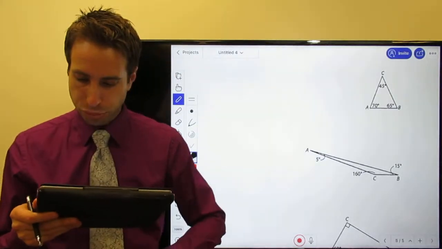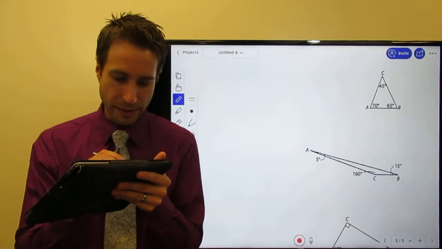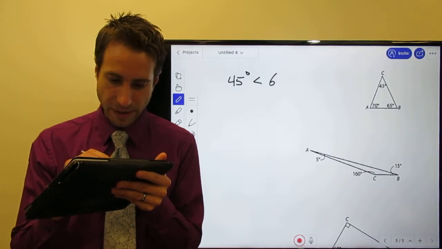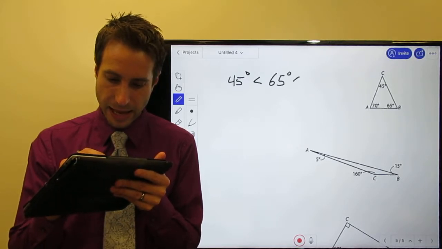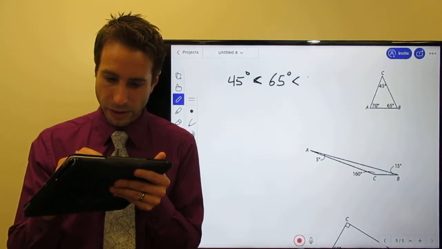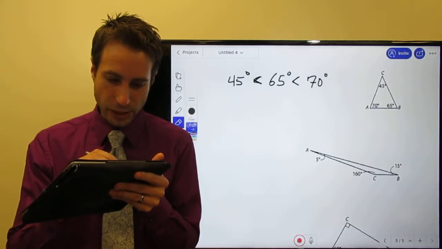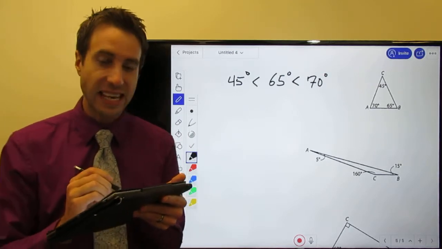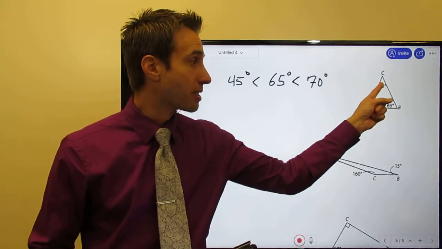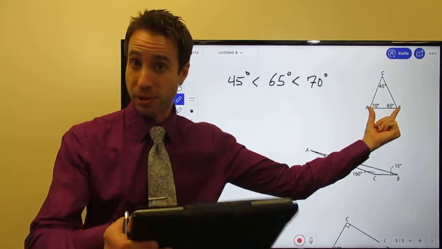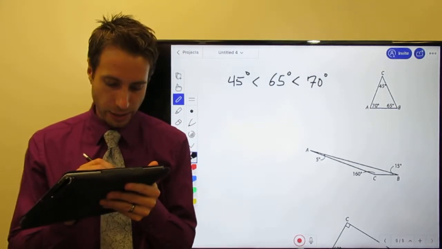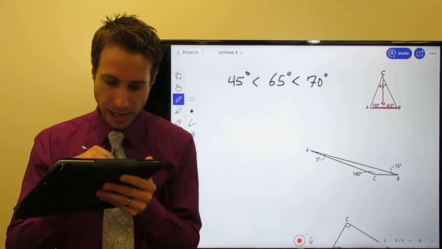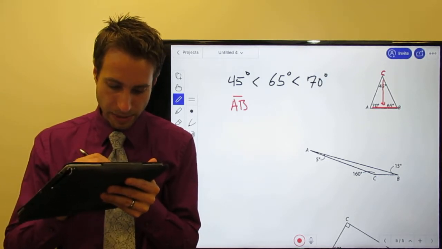Let's see here. Increasing order. So I need 45 degrees is less than 65 degrees is less than 70 degrees. All right, that's increasing order of the angle. Now I need to do increasing order of the sides. Well, remember, the smallest angle gives you opposite the smallest side. So that means then C, smallest side is going to be AB. That's going to be the smallest one.